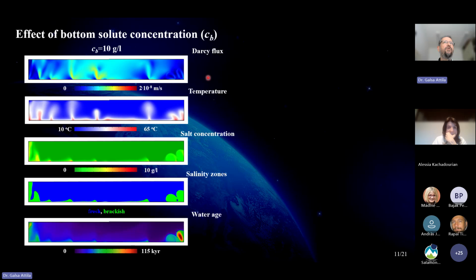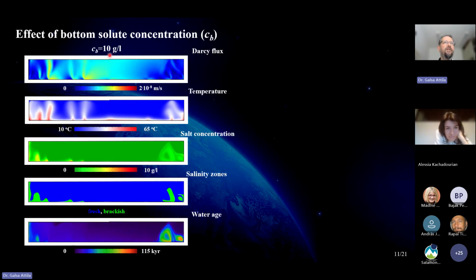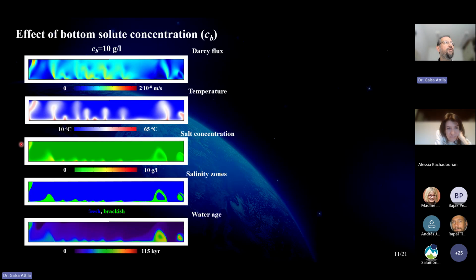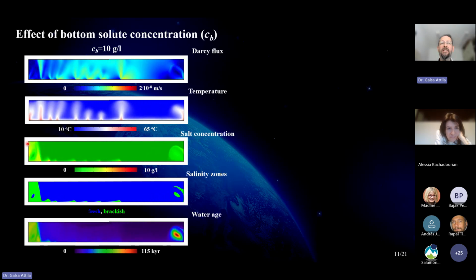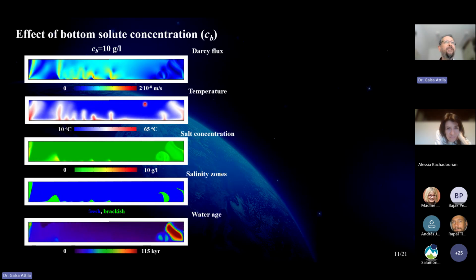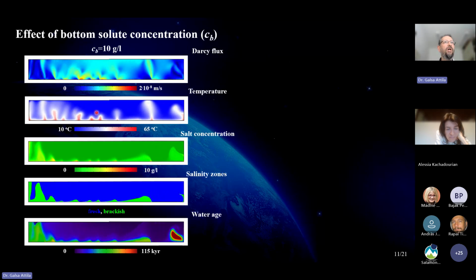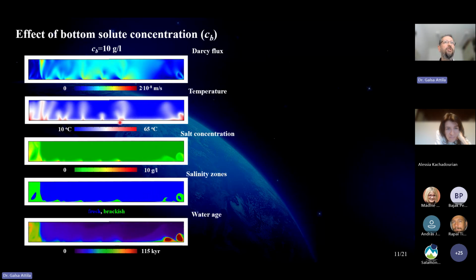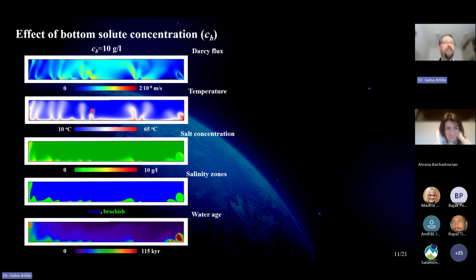So when the solute concentration along the bottom of the model domain is only 10 grams per liter, the role of haline buoyancy is reduced. So the role of the haline buoyancy can be neglected, and the synthetic basin is governed by the topography-driven forced convection, which is perturbed by hot ascending upwellings.